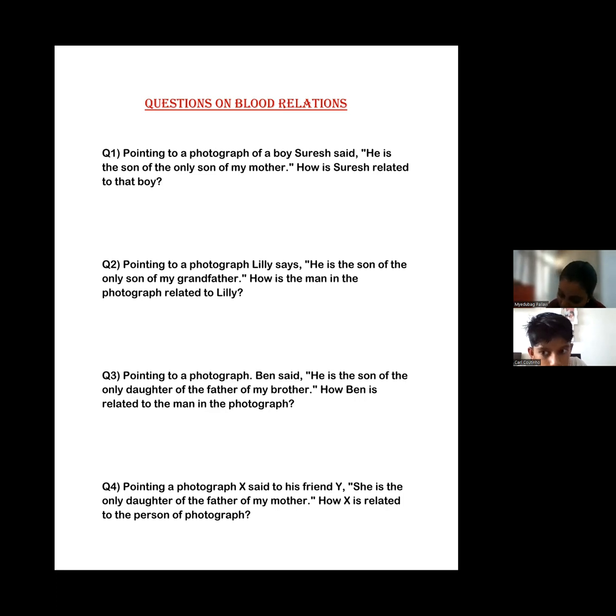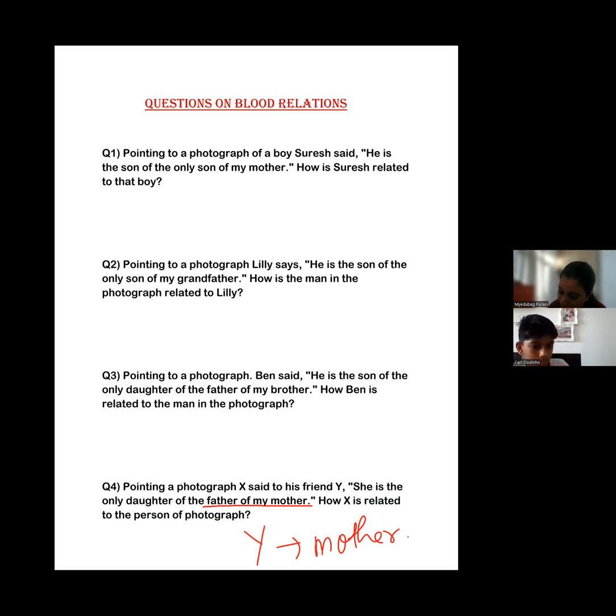So we can start by solving from here. Father of my mother. Does it mean grandfather? Yes. X is related to the person, so Y will be the mother. I think that's correct. Let me just recheck it. So we'll start from here.